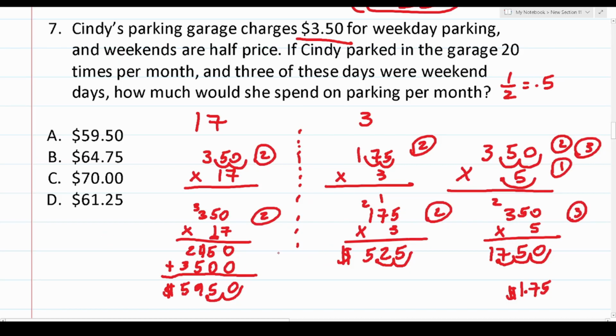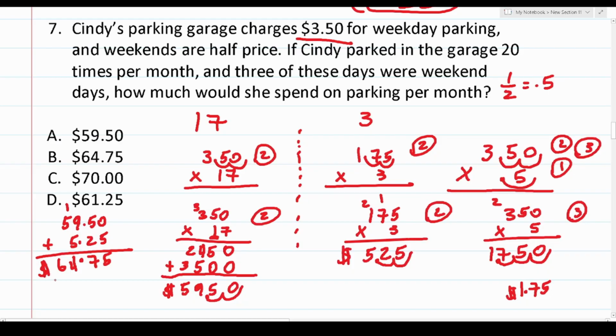All we have to do is add these two together. So this becomes $59.50 plus $5.25. Again, we're adding decimals now, as we've seen in this video already. We just drop that decimal in place and treat this like normal addition. 0 plus 5 is 5. 5 plus 2 is 7. 9 plus 5 is 14. Carry a 1. 5 plus 1 is 6.